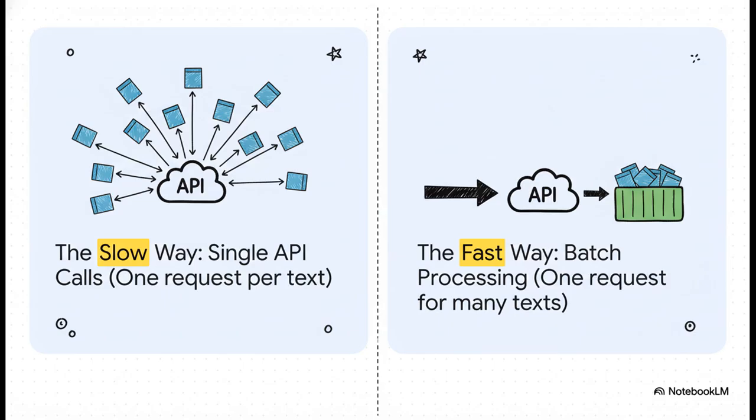All right, next up, let's take that same idea: don't do it one by one, and apply it to generating embeddings. Making a separate API call for every single piece of text, that's just crazy inefficient. It's like sending one delivery truck for one package, then another truck for the next package, and so on for 100 packages. No way. The fast way is batching. You put all 100 packages on one truck and make one single trip. It's just common sense, right?